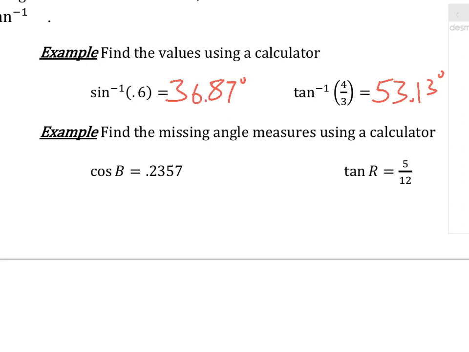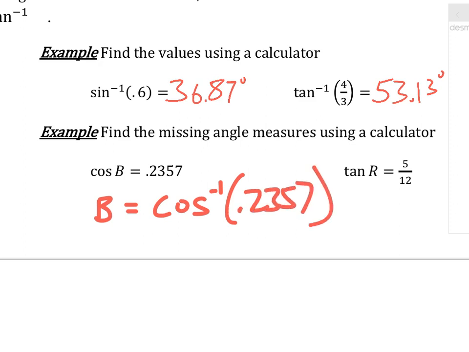Now, here's a similar question, but written a different way. Find the missing measures using a calculator. So here we have a basic equation: the cosine of b equals 0.2357. Well, what is it that we don't know? We don't know b. B is the angle. So the first thing we should get in the habit of doing is rewriting this as an inverse cosine. Really, we could also say we're going to take the inverse cosine of both sides because it counteracts the cosine, or undoes it.